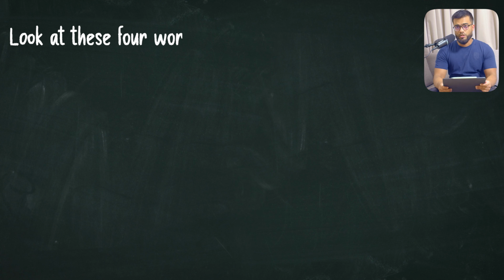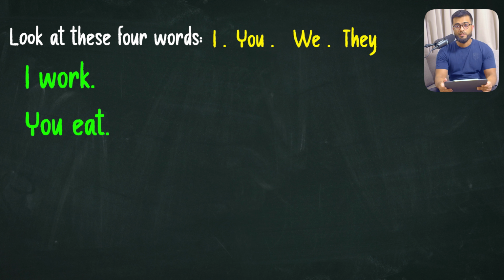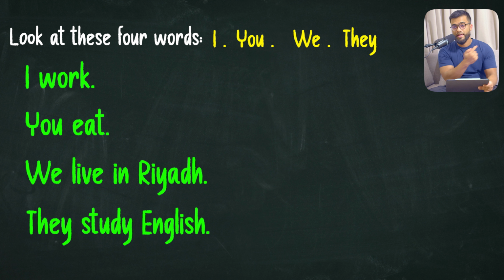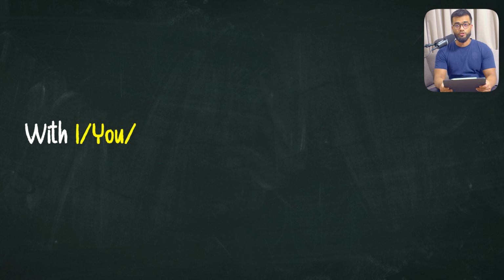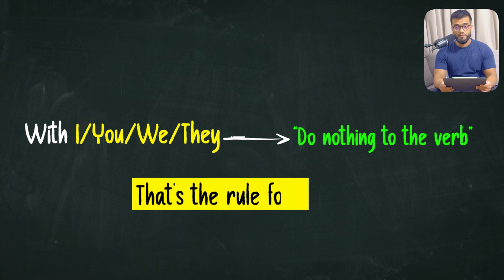Look at these four words. I, you, we, they. With these four words, the verb, which is the action word, does not change. I work, you eat, we live in Riyadh, they study English. No changes, no endings, nothing extra. Very simple, right? Now, if this was the whole rule, the simple present would be the easiest tense in English. So remember, with I, you, we, they, do nothing to the verb. Don't change it at all. That's the rule for this half.